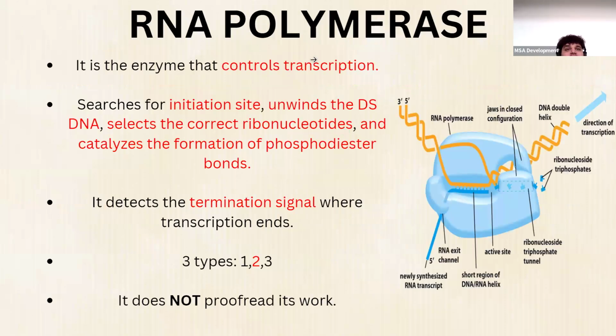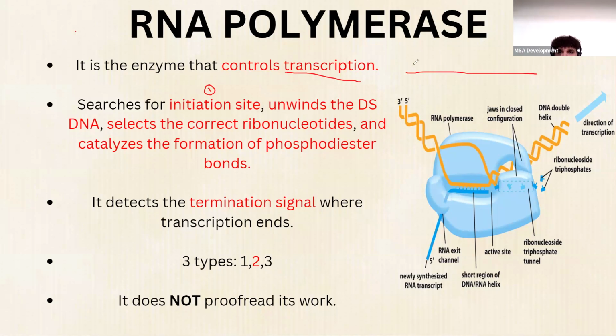Okay, moving on. RNA polymerase. What is RNA polymerase? It's the enzyme that controls transcription. What did we say controls translation? Ribosome. So RNA polymerase controls transcription. So what does the RNA polymerase do? Step number 1, it searches for the initiation site. What is the initiation site? It's the location on the DNA where the polymerase comes and reads it. It will start transcribing. Okay, so I have a region on the DNA, let's say this region. It's called the initiation site. When the polymerase comes and reads this site right here, it will begin transcribing.